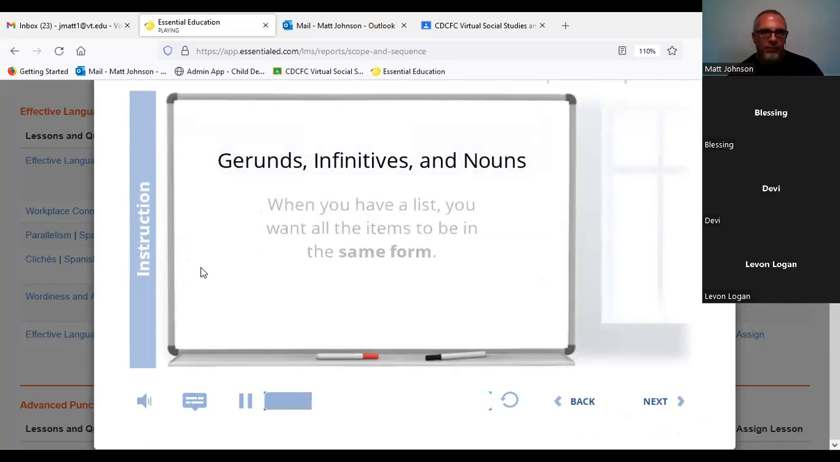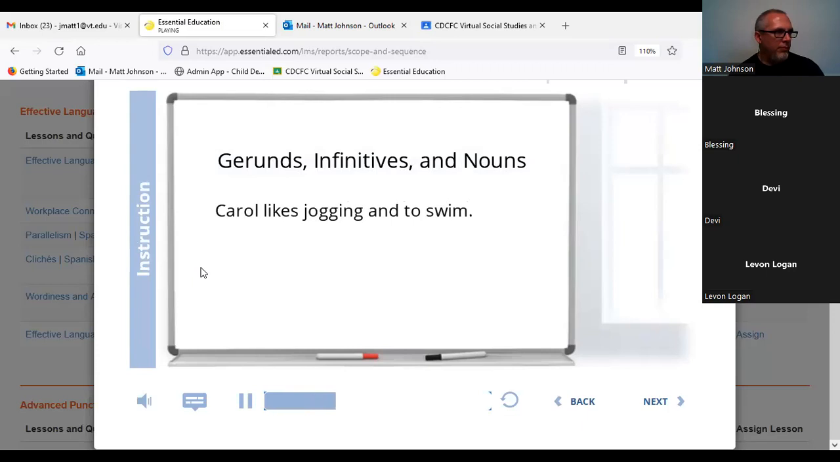Here's the trick. When you have a list, you want all the items to be in the same form. So you either want all gerunds or all infinitives, or all normal nouns. Here's an example. Carol likes jogging and to swim. Jogging is a gerund, and to swim is an infinitive. You either want one or the other.